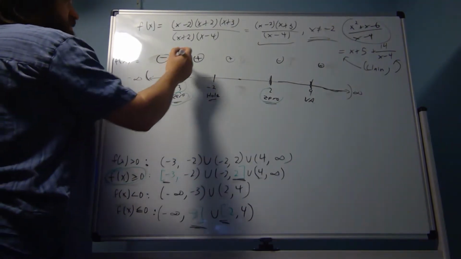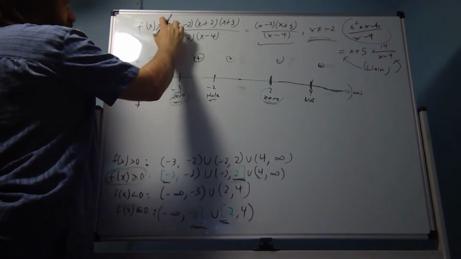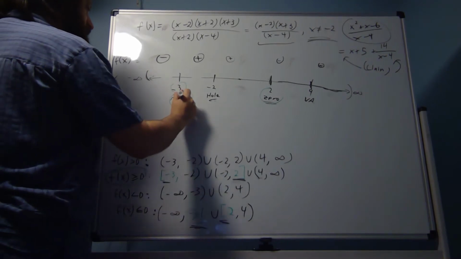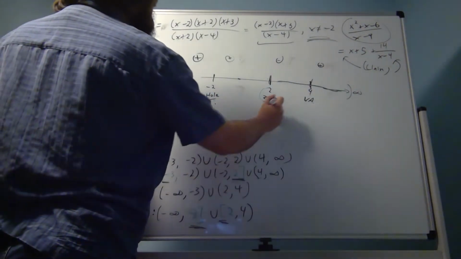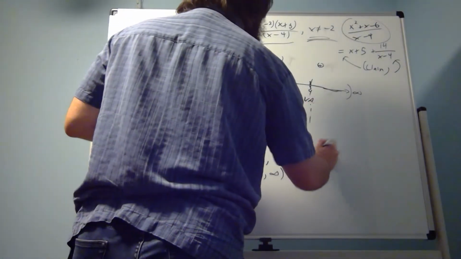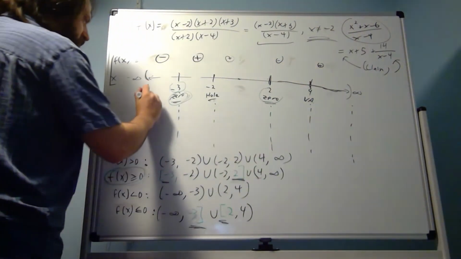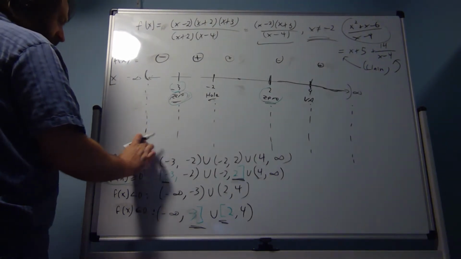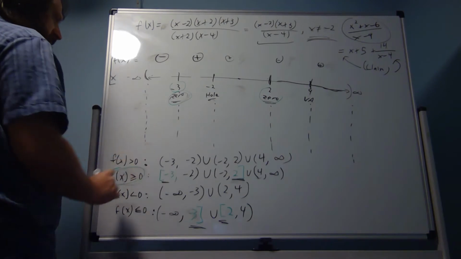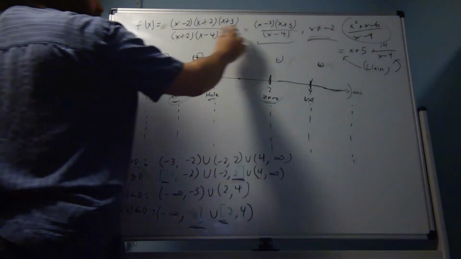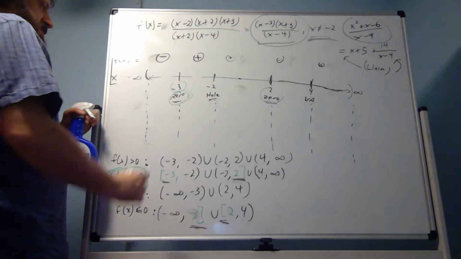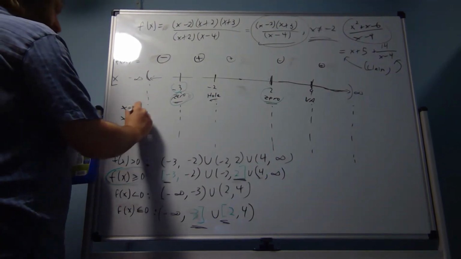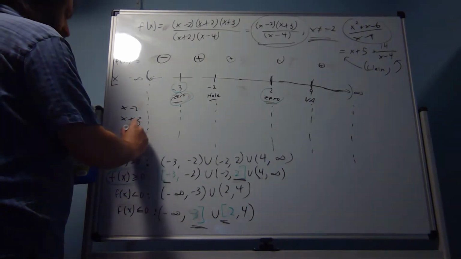Overall, there wasn't a negative that was factored out front, so what I want to do is split up the number line. We're multiplying and dividing things, and we're just going to count how many negatives we've got and whether they cancel or whether we've got one negative left over. So what are our factors? We've got an x minus 2, an x plus 3, and an x minus 4.